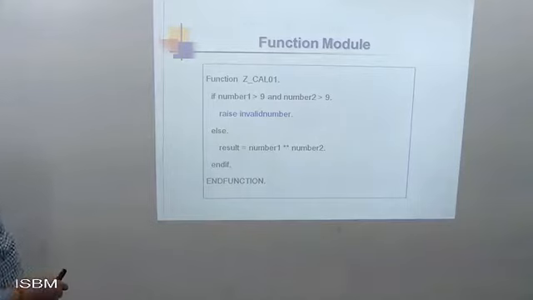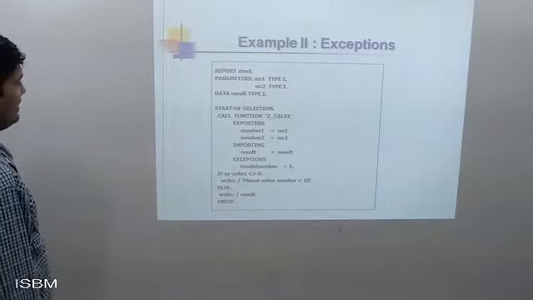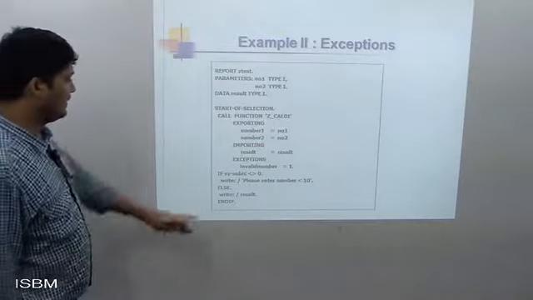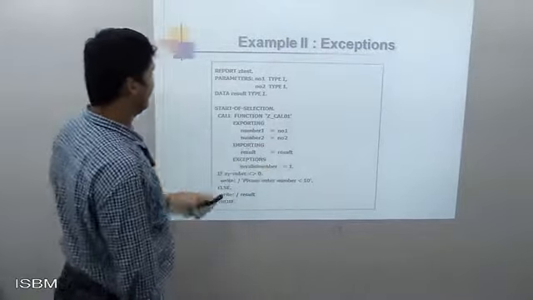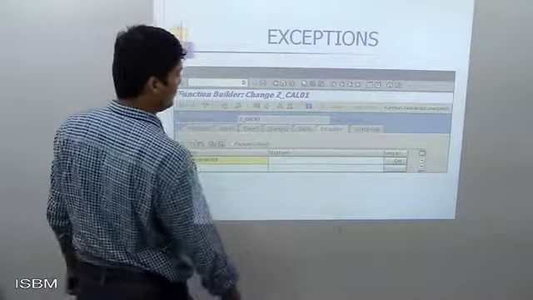So now next, we have an example for exceptions. You can see that there is some example for exceptions. Invalid number equal to 1. Here they have written invalid number equal, it is 1, so invalid number.